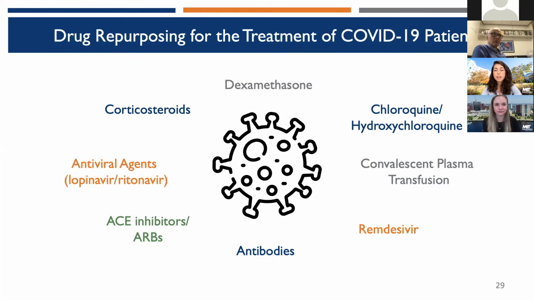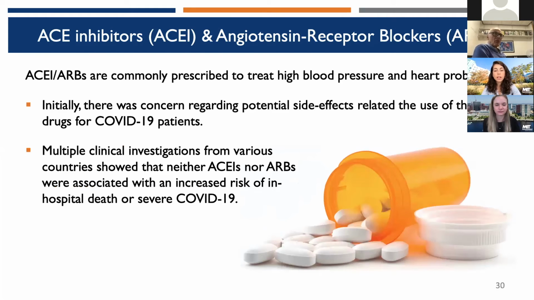However, a particularly interesting case is the one of ACE inhibitors and ARBs. ACE inhibitors and angiotensin receptor blockers are one of the most commonly prescribed treatments to address high blood pressure and heart disease. And the latter have shown to be 2 of the most important comorbidities for COVID-19 patients. However, initially there was concern regarding potential side effects related to the use of these drugs for COVID-19 patients due to their chemical compounds.